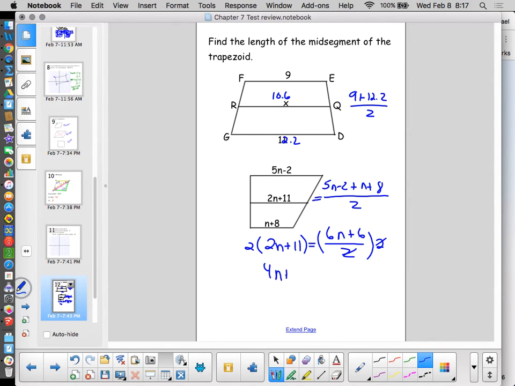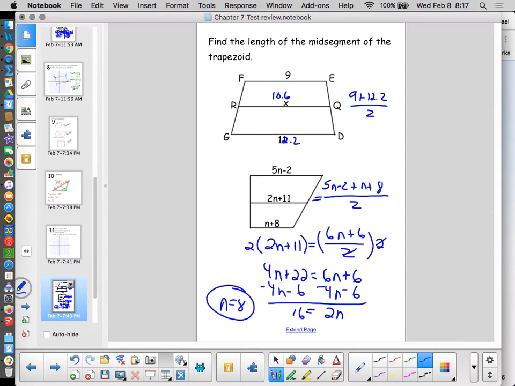So 4n plus 22 equals 6n plus 6. And then we do minus 4n minus 6. And I get 2n equals 16, so n equals 8. But again, if you can at least get this set up with the equation, and you make a mistake in the algebra, okay, not great, but we can work on that. Get the equation set up properly.